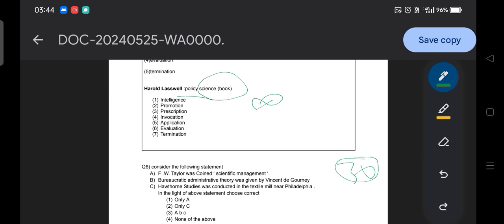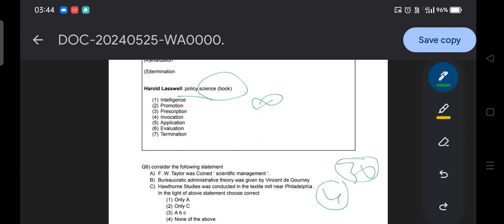And your time is off here. So option A, F.W. Taylor coined scientific management. B, bureaucratic administrative theory was given by Vincent de Gournay. Then C, the Hawthorne studies were conducted in a textile mill near Philadelphia. In light of the above statements, choose the correct answer. The answer to this question is basically option 4, none of the above, because all are incorrect here.